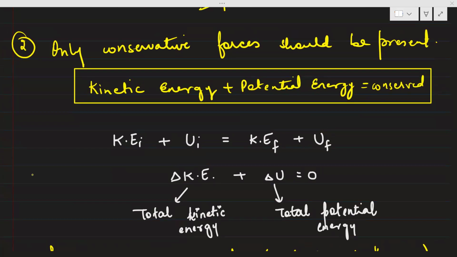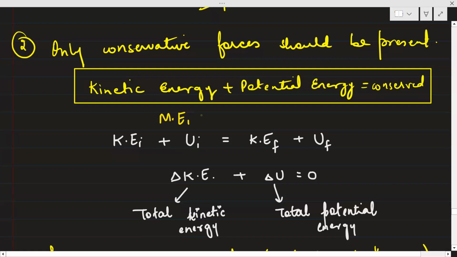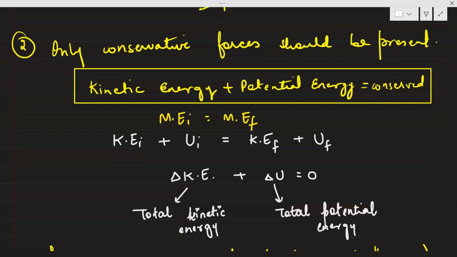Ma'am, kinetic energy plus potential energy is also equal to mechanical energy, right? Yes. So we can say total mechanical energy is conserved. Basically, initial mechanical energy is equal to final mechanical energy. You're right.